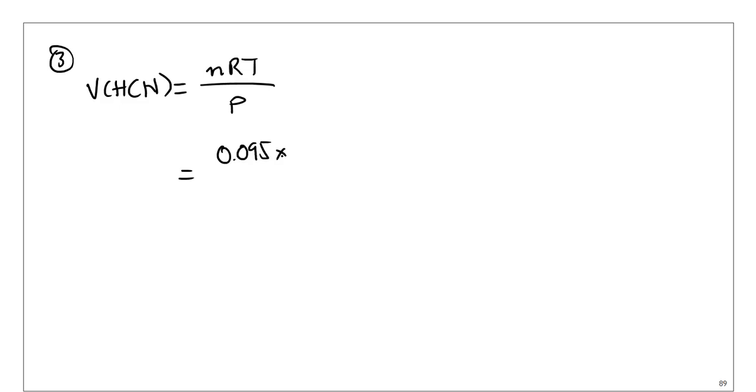Now, once we have the number of mole of hydrogen cyanide, we should be able to find its volume. So the volume of HCN is nRT over P. 0.095 multiplied by 8.31 and 293, I believe. Temperature in Kelvin, pressure of 100 kilopascal.